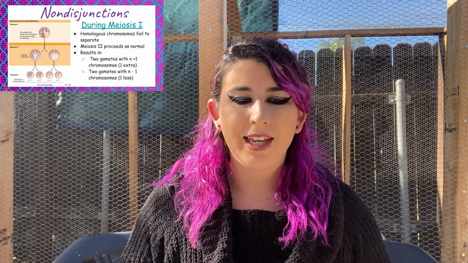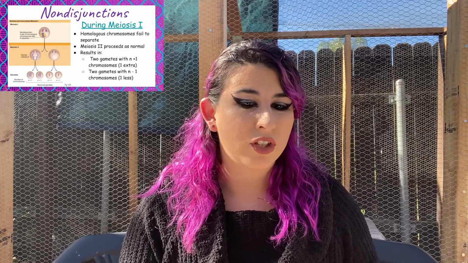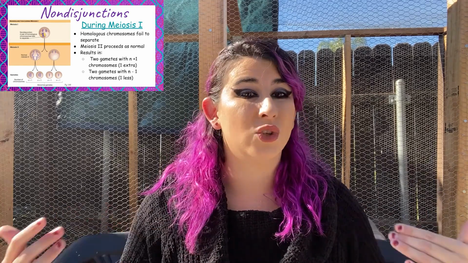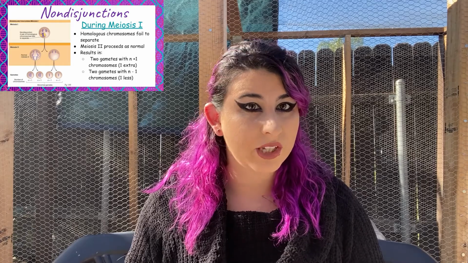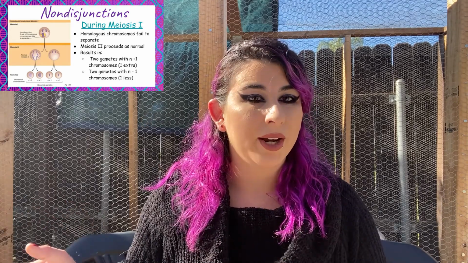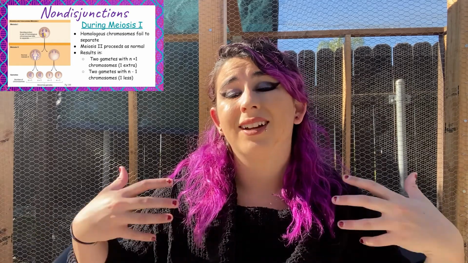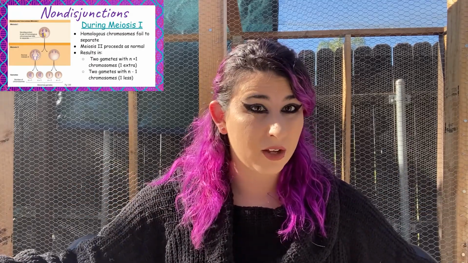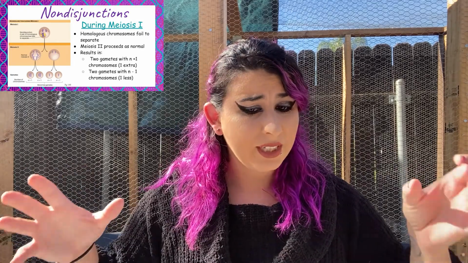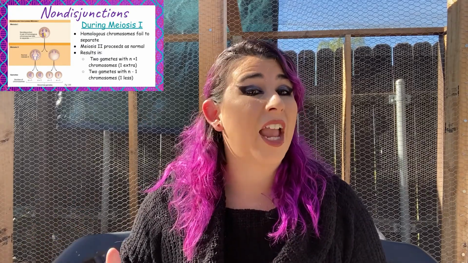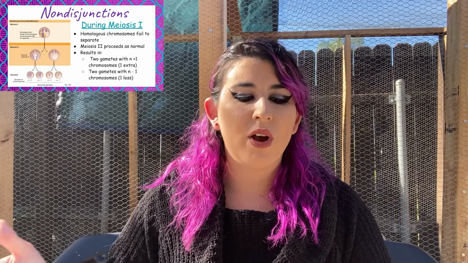And then if this nondisjunction does occur during meiosis 1, usually meiosis 2 is going to proceed as normal, and the result is going to end up being 2 gametes with n+1 chromosomes, so 1 extra chromosome. Because remember, gametes are haploid, meaning gametes are n, so they have n chromosomes. And your usual somatic cells just bopping around are going to be the 2n diploid. So that's what all this n stuff means. And so the 2 gametes have n+1, signifying they have 1 extra chromosome. And then you have 2 gametes with n-1, so they have 1 less chromosome than what they're supposed to have.